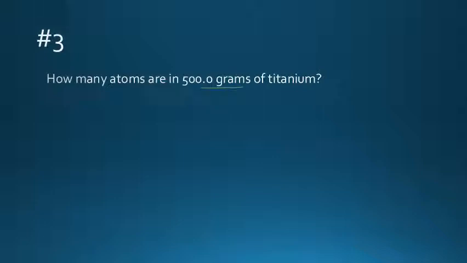Given grams, we got to get to atoms. How do you go from grams to atoms? You can't. Well, not directly. You actually have to go from grams to moles to atoms. The conversion between grams to moles is found on the periodic table. And from moles to atoms, yeah, it's that dude's Avogadro's number.